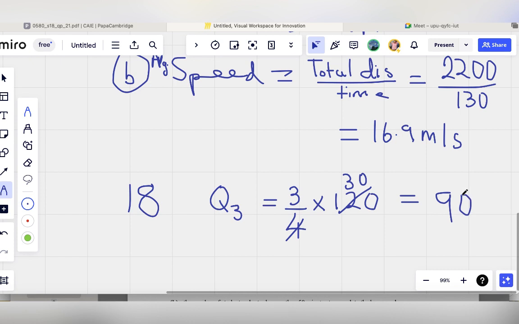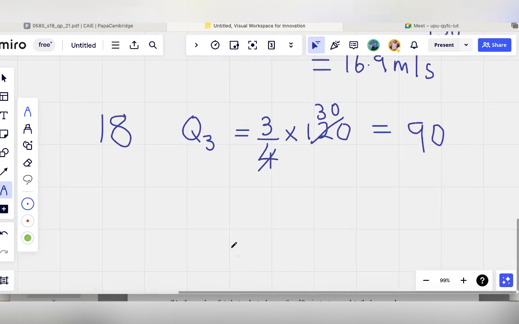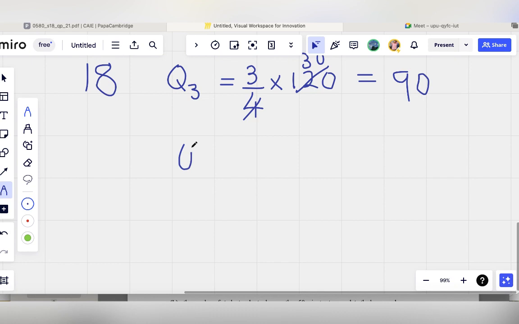Now we go to calculate the lower quartile. The lower quartile is called Q1. Q1 is 1 over 4 multiplied by the total cumulative frequency, which is 1 over 4 times 120. 4 goes into 120, we get 30. 30 times 1, we get 30. So here we have 30.